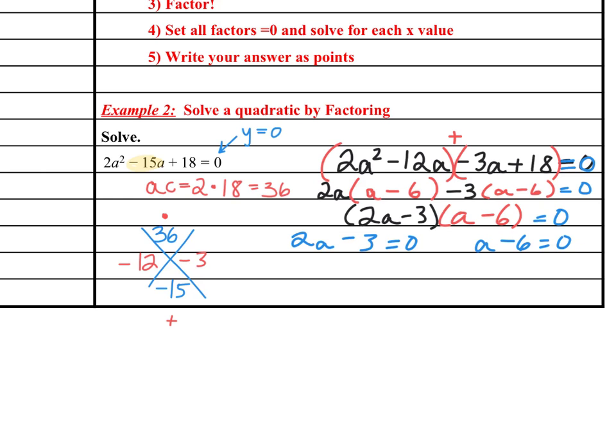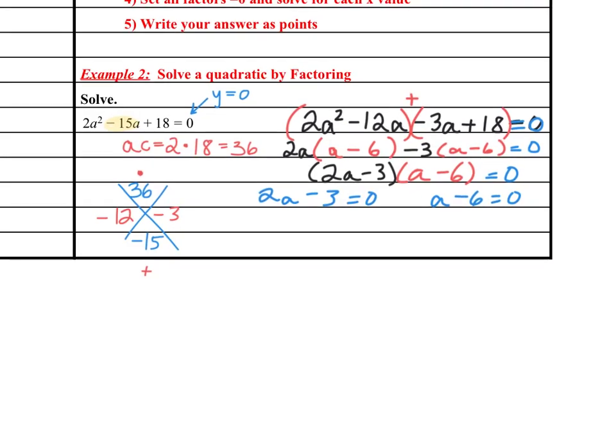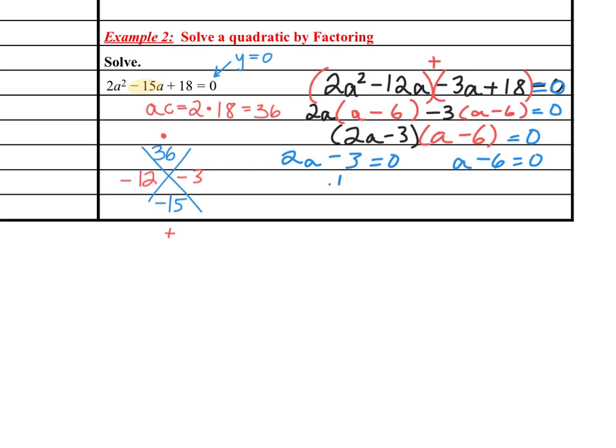Kevin, what do I gotta do first on the one on the left? Yep, we're going to add 3. So then I get 2a equals 3. Kayla, what next? On 2a equals 3. Divide by 2. So you get a equals 3 halves, and you write it as a point. The other one's pretty easy. You add 6. So your other x-intercept is at 6, 0.